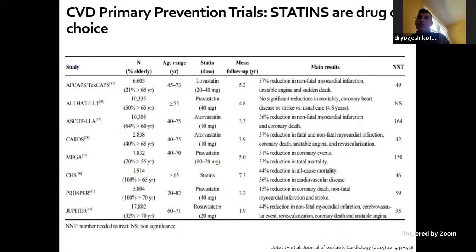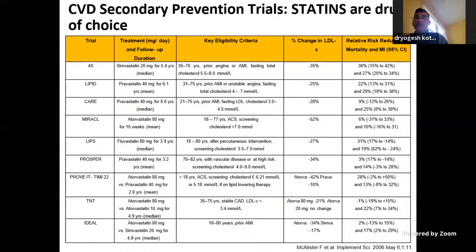These are all the primary prevention trials where statins were the drug of choice. They included the ALERT lipid lowering therapy arm and the ASCOT lipid lowering therapy arm. These two were hypertension trials which had a lipid lowering arm. Then CARDS, CHS, PROSPER, and JUPITER. JUPITER was a very important primary prevention trial involving 17,000 patients with rosuvastatin 20 milligram, and there was a 44% reduction in non-fatal MI. In all the trials, statins have always been the center of the therapy, be it lovastatin, pravastatin, or atorvastatin, and the recent ones were rosuvastatin.